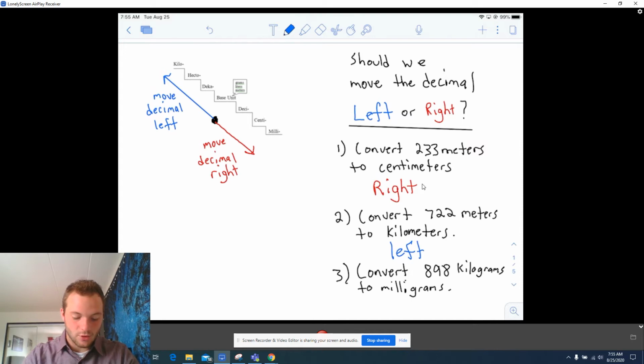Now, if we're going to look at the last one, I switched it up a little bit. And rather than meters, we're using grams. But the cool thing about this is the prefixes are what really matters. You need to know what the base units are and what the prefixes are. So we look here, grams is still a base unit. So we're still right here. And so we're going from kilograms right here to milligrams all the way down here. So our question is, are we moving up or down these set of stairs? For kilograms to milligrams, we're moving down. Which line corresponds with moving down? The red line, move decimal right.